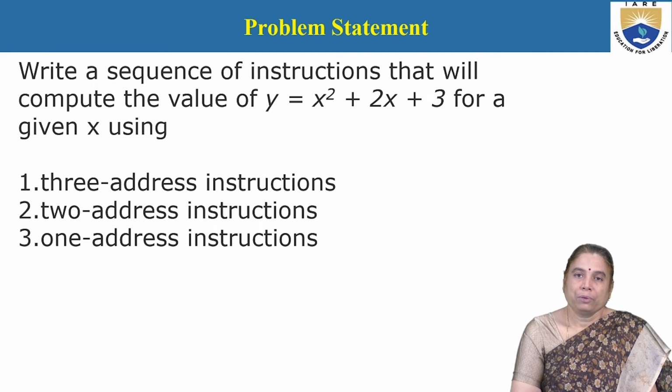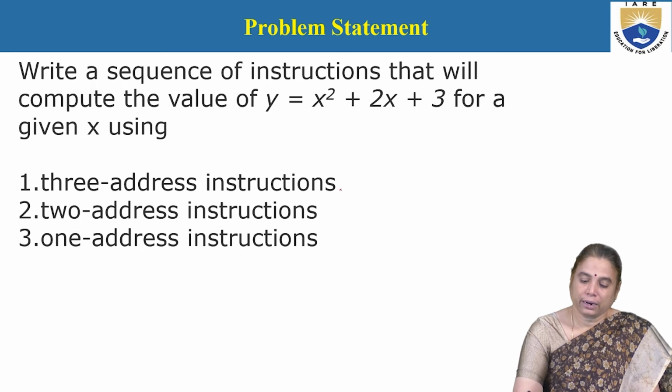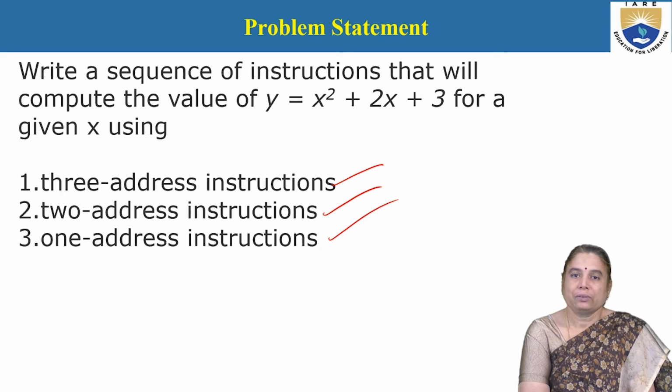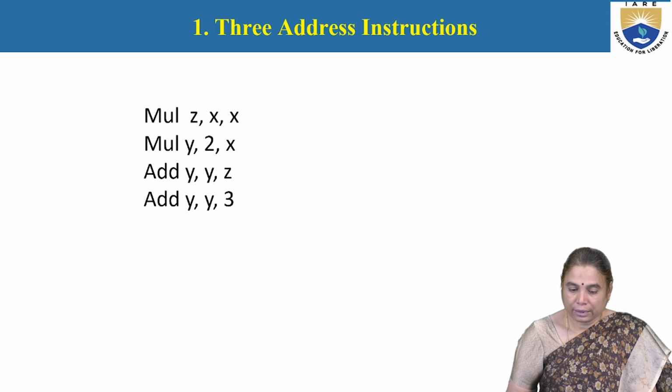Next problem statement is, write a sequence of instructions that will compute the value of y is equal to x square plus 2x plus 3 for a given x using 3 address instruction, 2 address instruction, 1 address instruction. So the top two are the register referenced instructions. 1 address instruction uses the accumulator CPU organization.